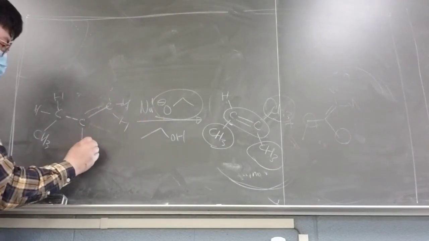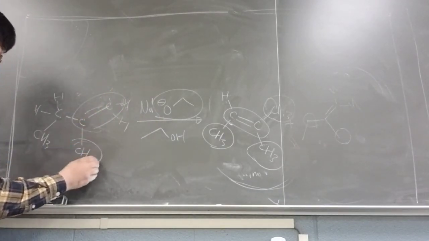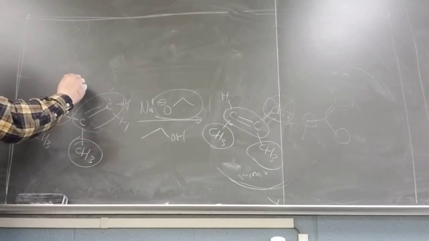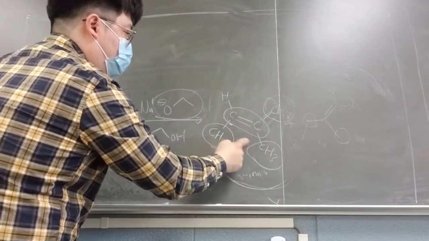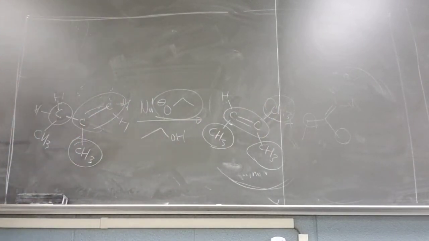This is only, so these two carbons, this is only one, two. This is di-substituted, this is tri-substituted. So a tri-substituted alkene is more stable than a di-substituted alkene.